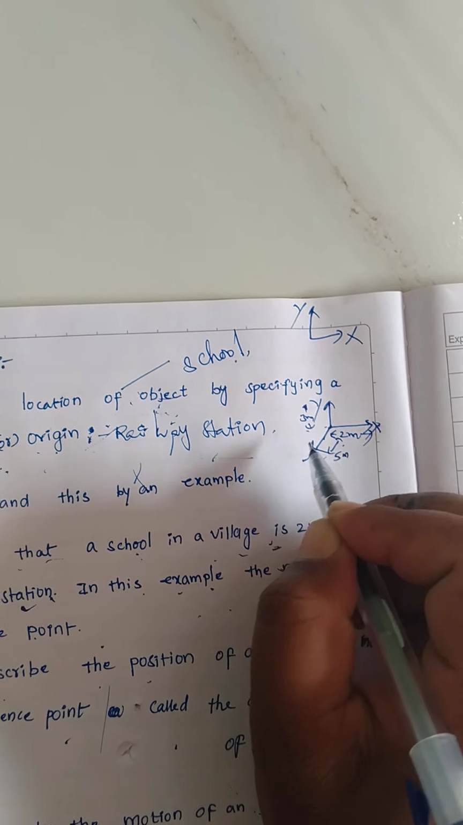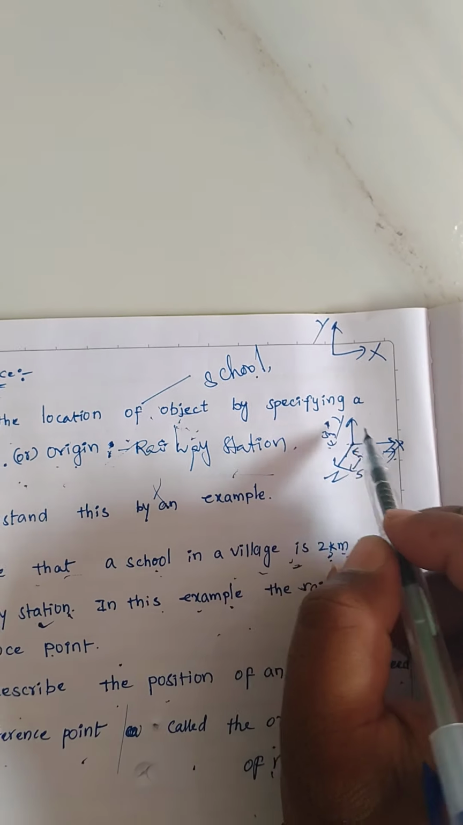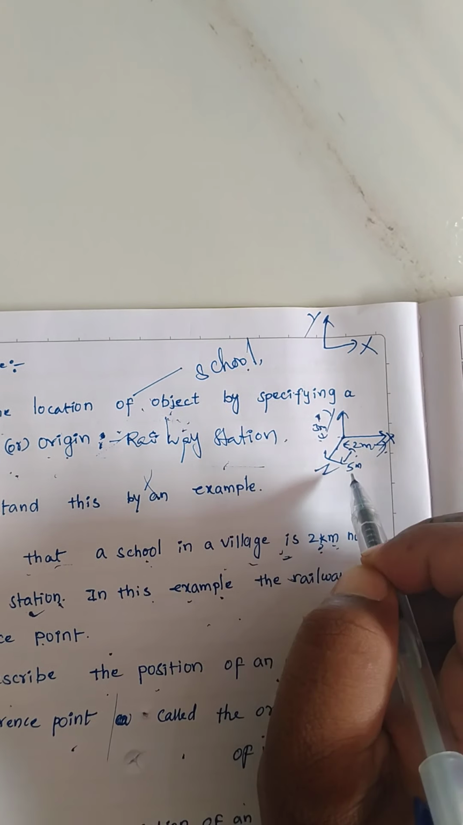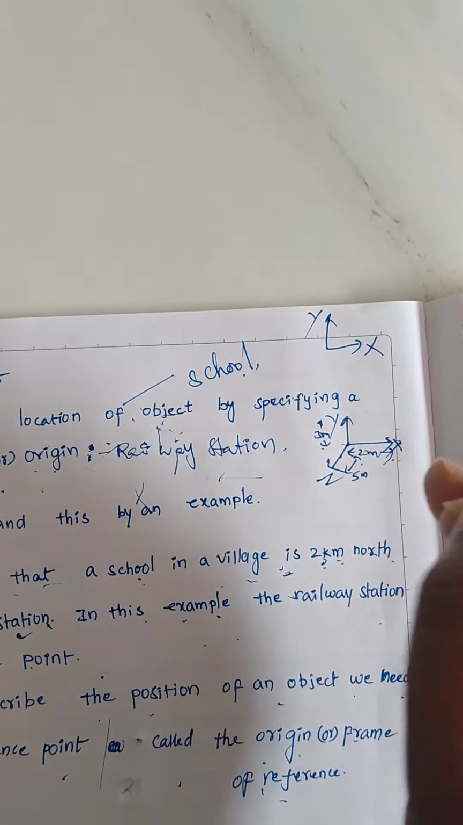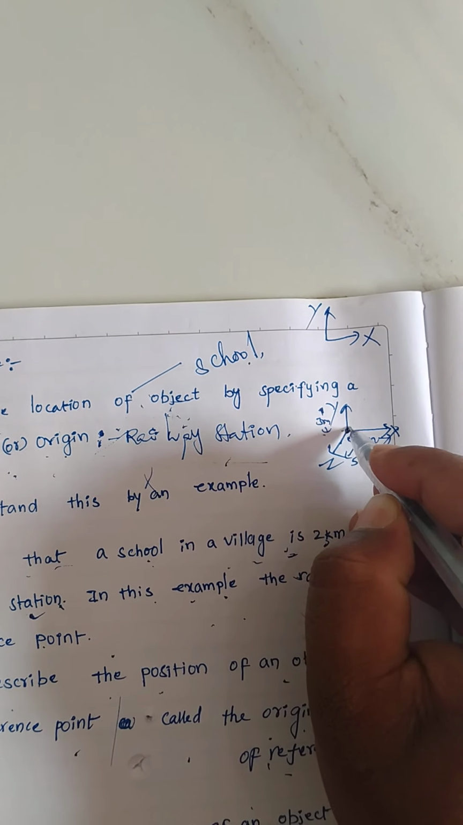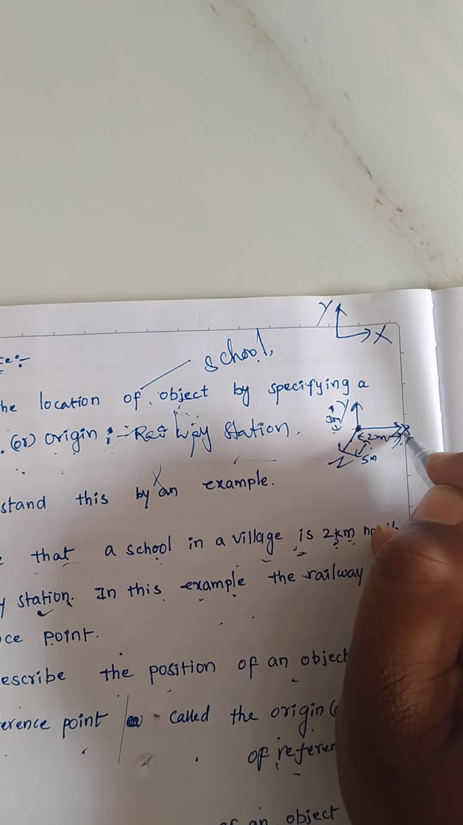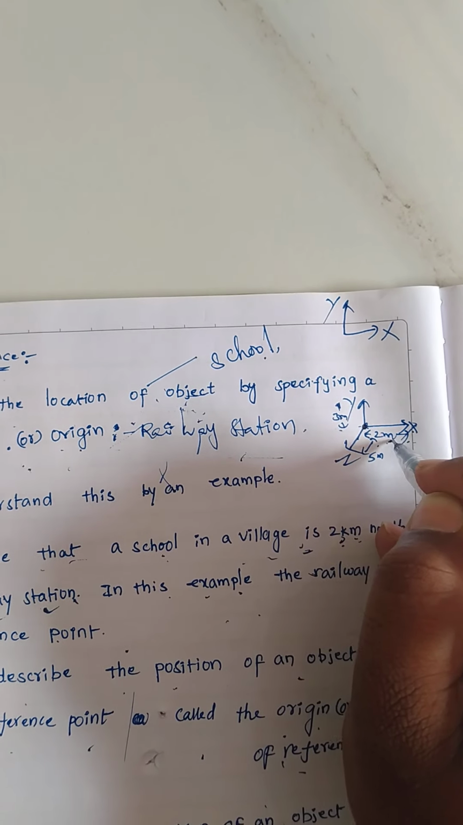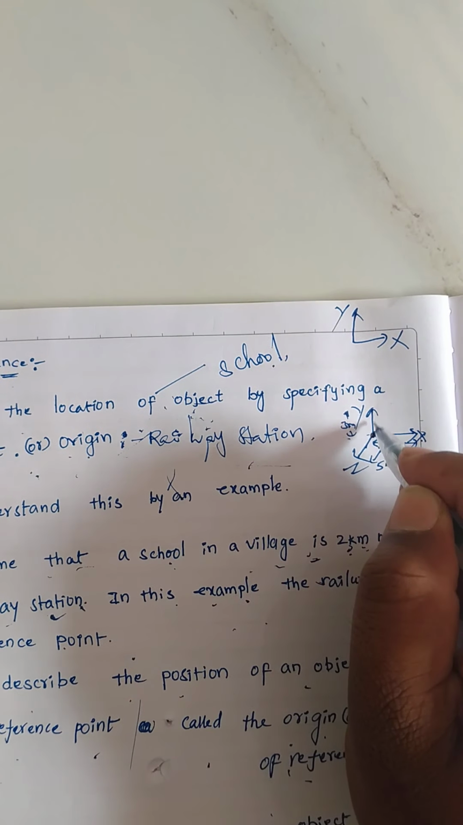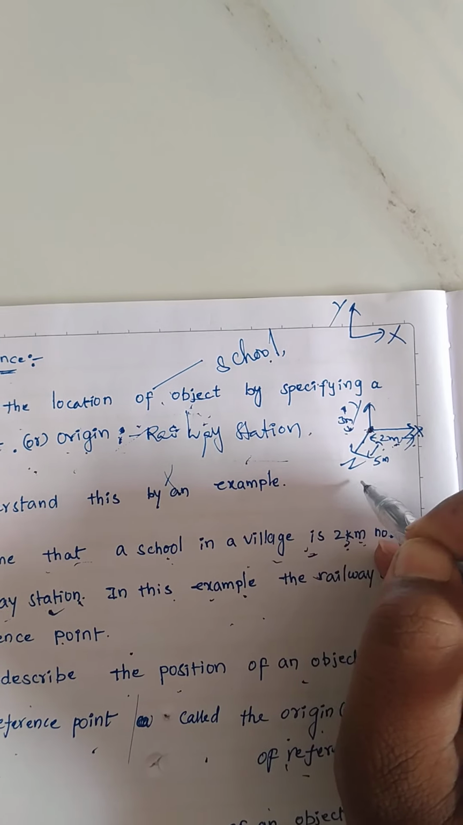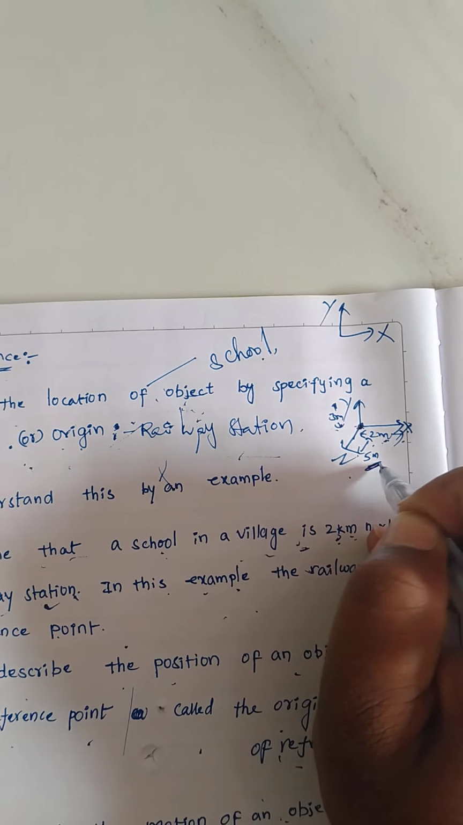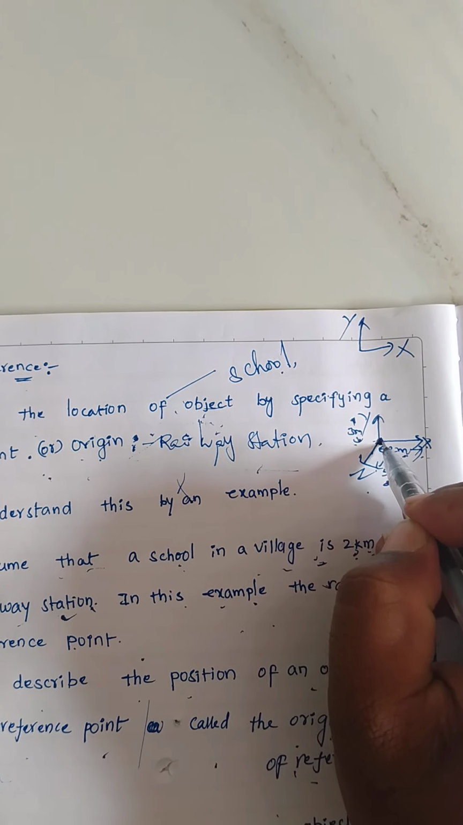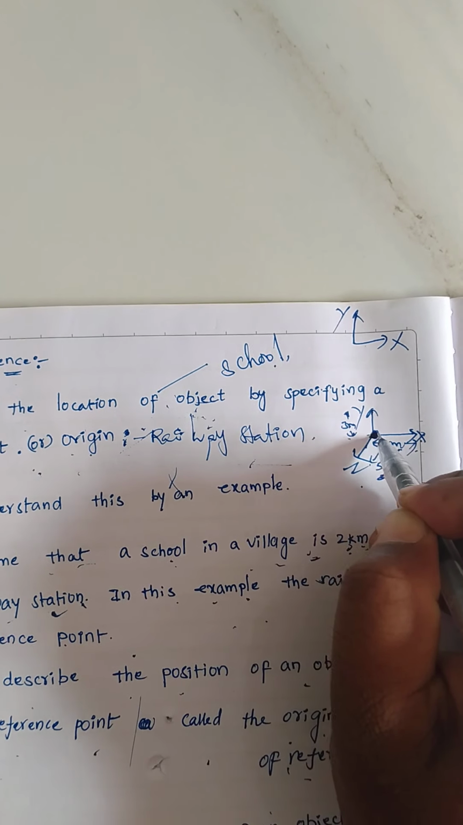With respect to whom are we telling this 2 meter, this 3 meter, this 5 meter? With respect to this origin. With respect to this origin, the x distance is 2 meter. With respect to this origin, the y length is 3 meter. With respect to this origin, the z length is 5 meter. So here this origin is known as the reference point or frame of reference.